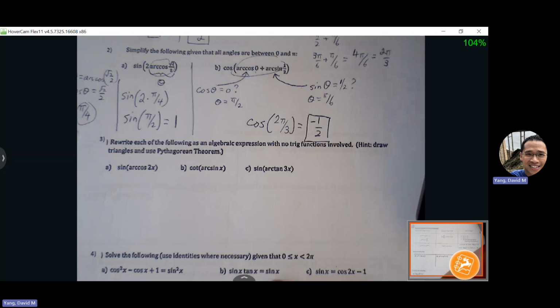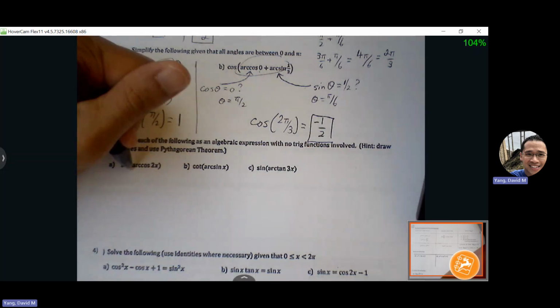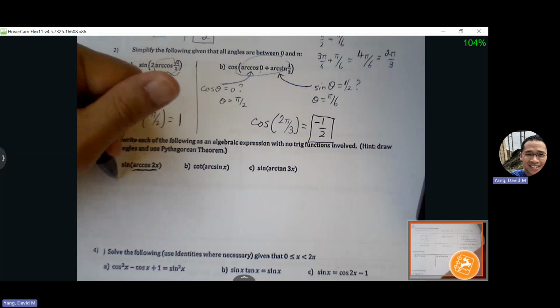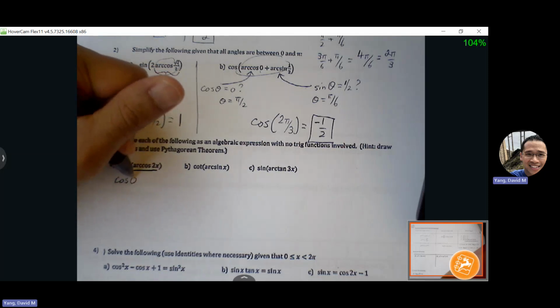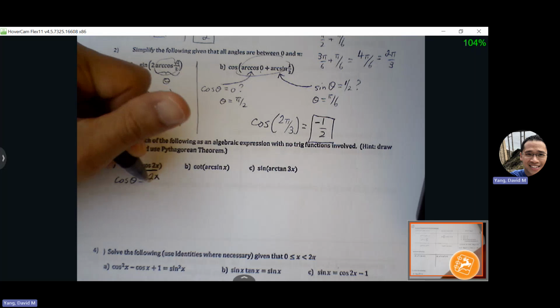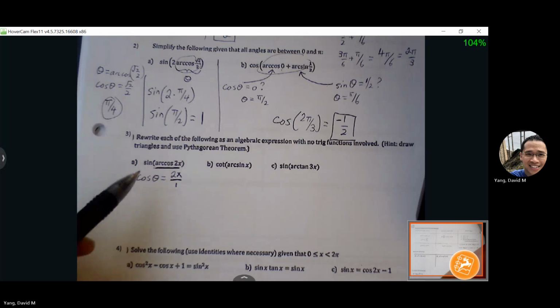Number 3, rewrite each of the following as an algebraic expression with no trig involved. Hint, draw triangles, and use Pythagorean theorem. So let's figure out this piece here. Our sine of arccosine of 2x, that's another way of saying cosine of theta is equal to 2x. I'm going to force a fraction out of this. I'll say 2x over 1. That's basically what that inside parentheses is representing. Cosine theta equals 2x over 1.